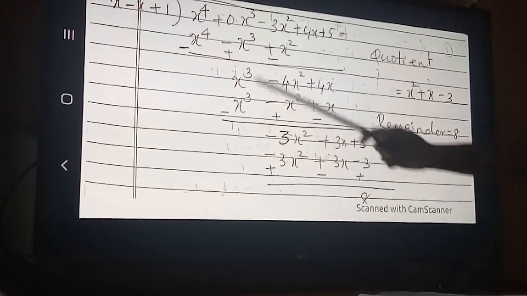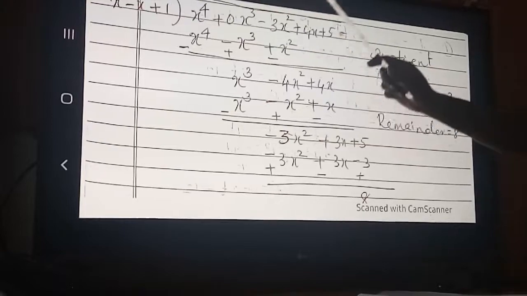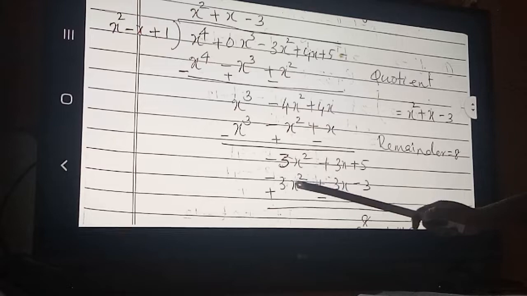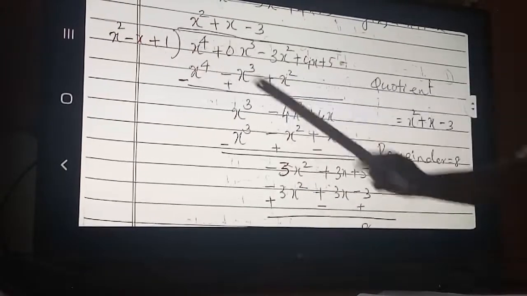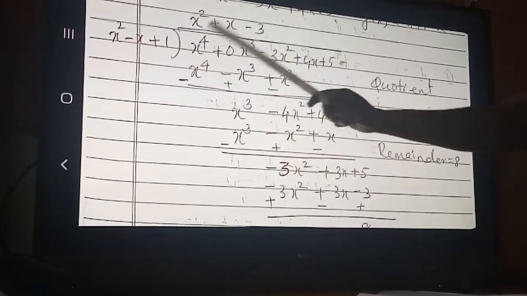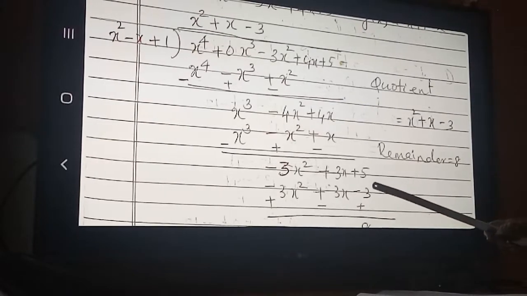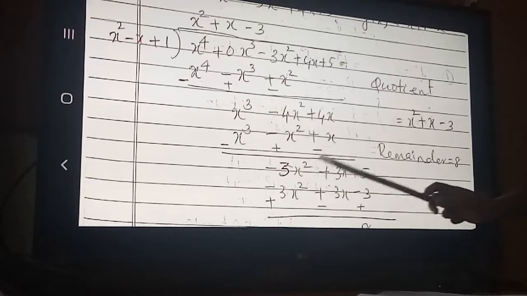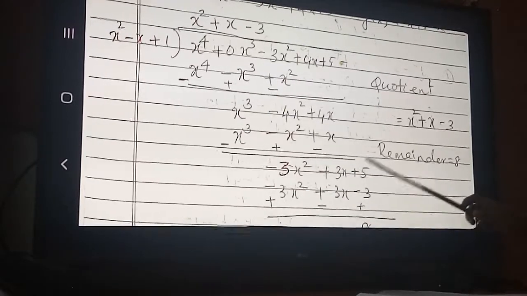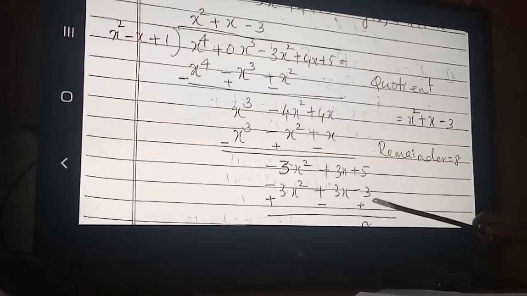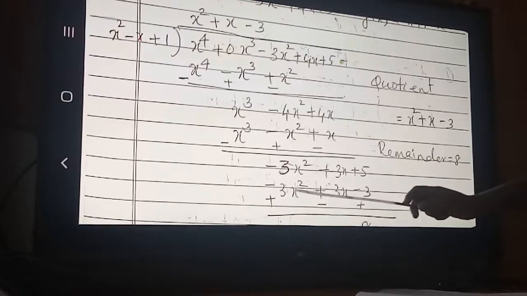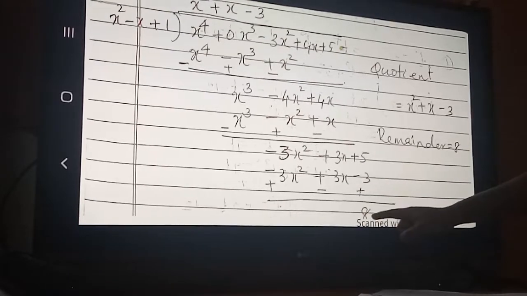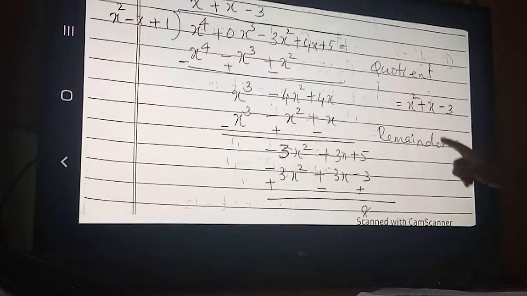And now first term by first term, how is it coming? Minus 3. So minus 3 is written here. Minus 3 into x square, minus 3x square. Minus 3 into minus x, plus 3x. Minus 3 into 1, minus 3. Okay, now change the sign and add them. So minus 3x square plus 3x square, plus 3x minus 3x, and plus 5 plus 3. So here minus 3x square plus 3x square, 0 coming, and these two terms cancelling, and 5 plus 3, 8 coming. So the quotient is written here and the remainder is written here.